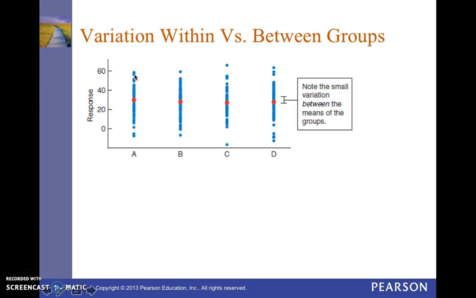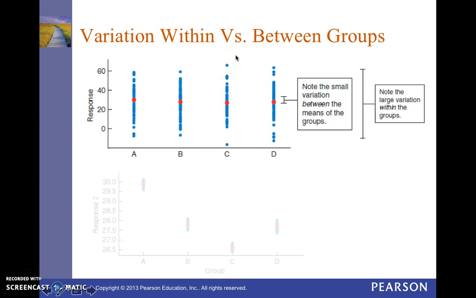Notice that there's a lot of variation within the groups. Notice there's very little variation between the groups. All the red dots are pretty much in the same place, so that's small variation between the groups. But like I said, there's a lot of variation within these groups, and the variation is about the same in all of them, a little bit more on D, but pretty much the same. So this is a situation where we have little variation between the groups because the means are pretty much all in the same spot, but a lot of variation within these groups.